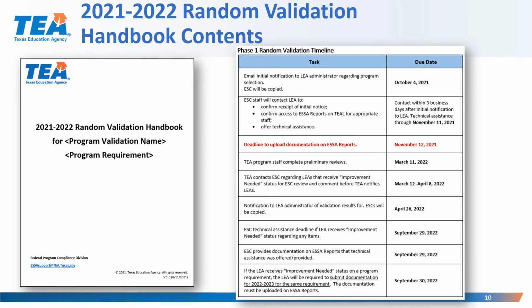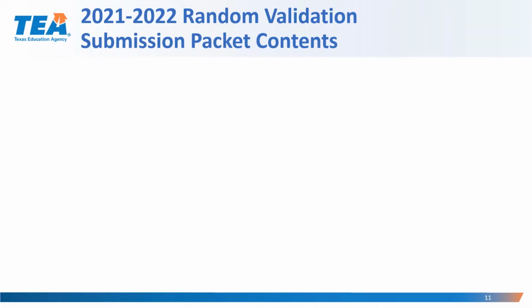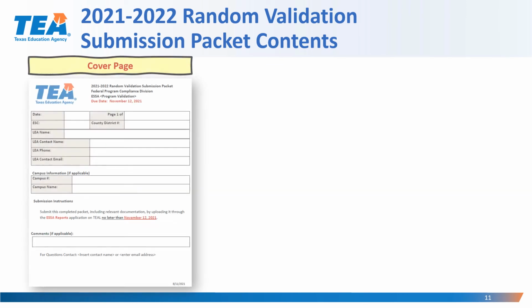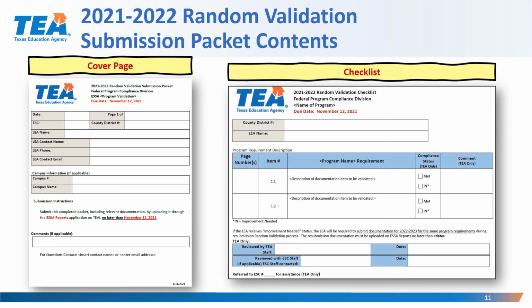The Random Validation Handbook concludes with the Phase 1 Random Validation timeline that includes the tasks for the random validation as well as the due dates. We will now take a look at the contents of the submission packet. The submission packet includes a cover page and a checklist.